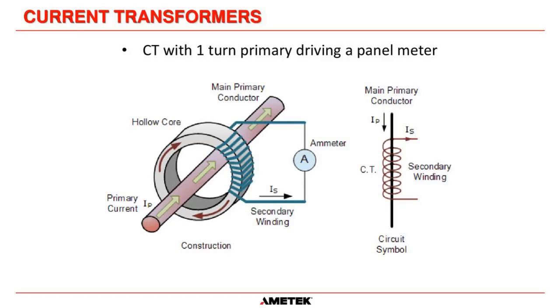And here's just a picture of a typical CT showing the donut right here with the 1 turn through the primary. And again, this one's driving an amp meter.